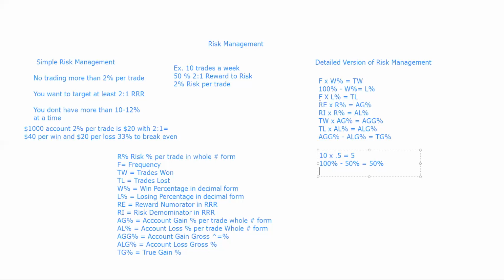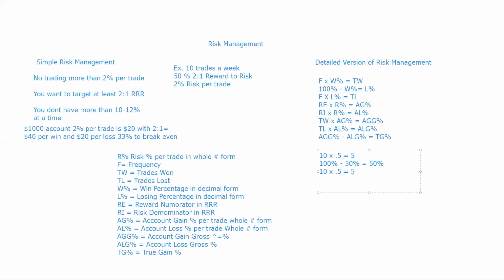The next part is going to be frequency times losing percentage. So frequency is 10 times losing percentage, which is 0.5 in decimal form. I mean, everybody knows that you can't put a percentage against a whole number without putting it in decimal form, but let's make this simple. I'm not doing any assumptions with this formula. So 10 times 0.5 is going to be 5.